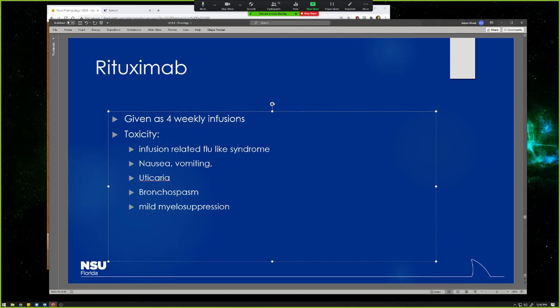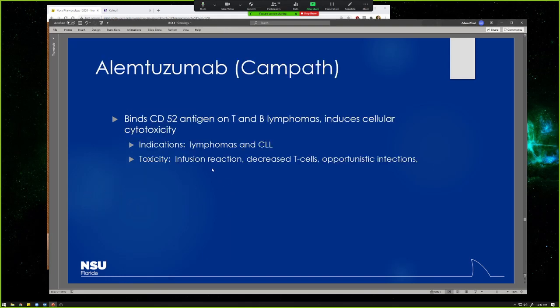And you can see here that bronchospasm, nausea, and vomiting all make sense related back to the immune reaction. And of course, you can see some mild myelosuppression as well, which makes sense because you're inhibiting a lot of those B lymphocytes, right?